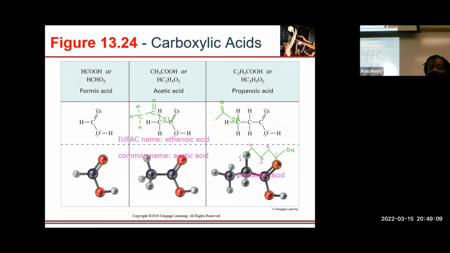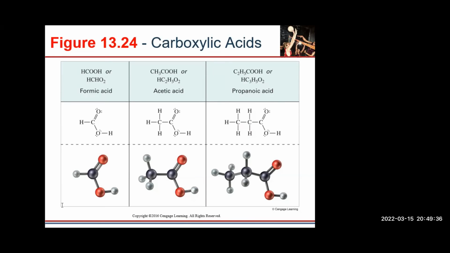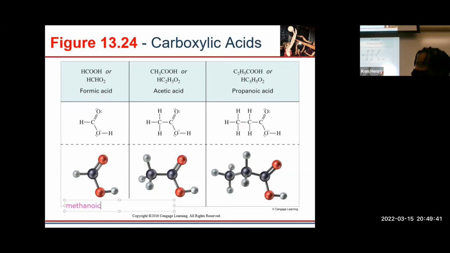Okay, here are examples. This one is called formic acid, that's its common name. This one is acetic acid, and this one is propanoic acid. And that is the IUPAC name for this one. So what would be the IUPAC name for formic acid? It has 1 carbon. Methanoic acid. That's right. That's its IUPAC name. And we already know this one, we just did it. That was ethanoic acid.